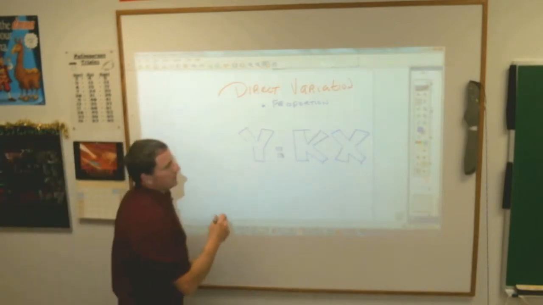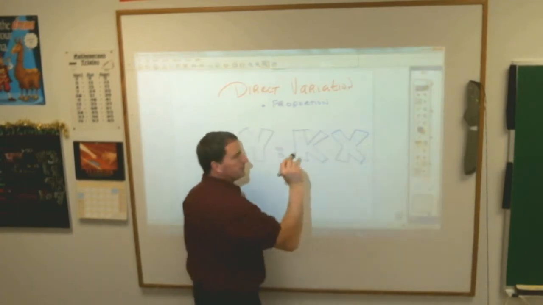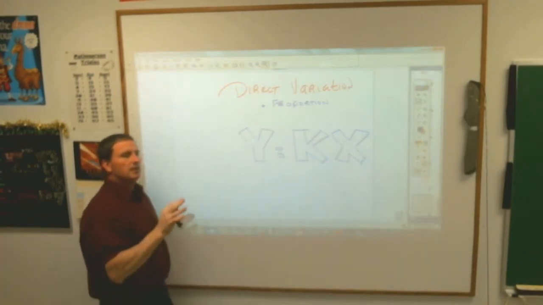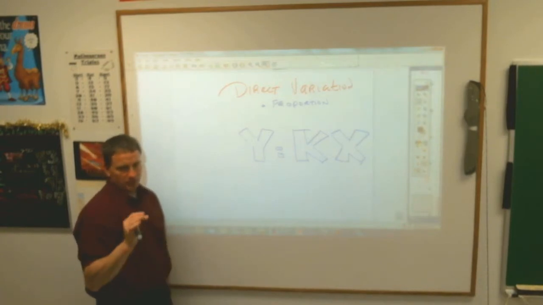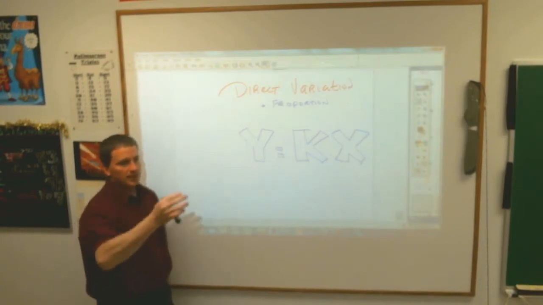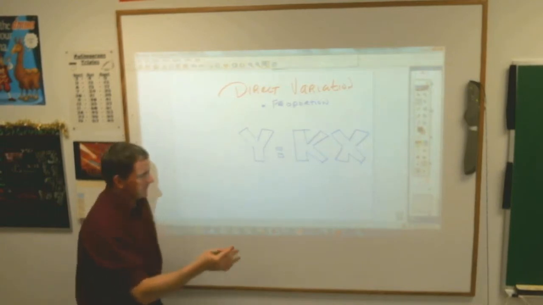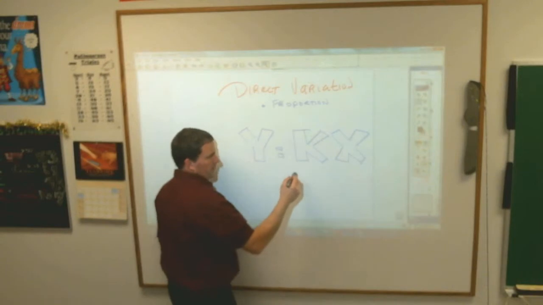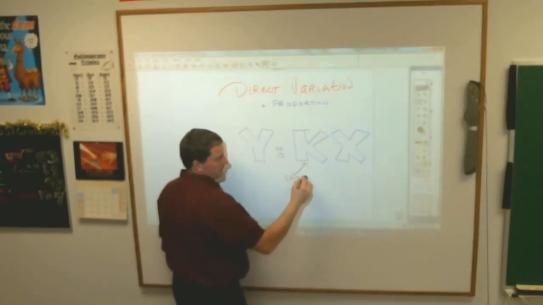Direct variation, again, is nothing more than proportional, which if you remember, for something to be proportional, it had to be two things. When you graphed it, it had to go through the origin, and it had to have the same constant of variation. The letter K stands for the constant of variation.